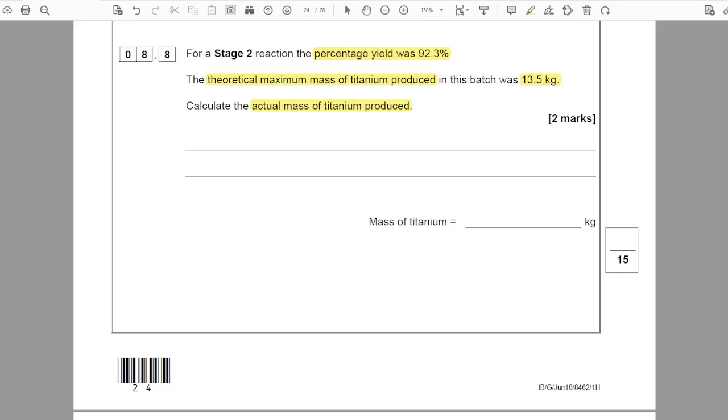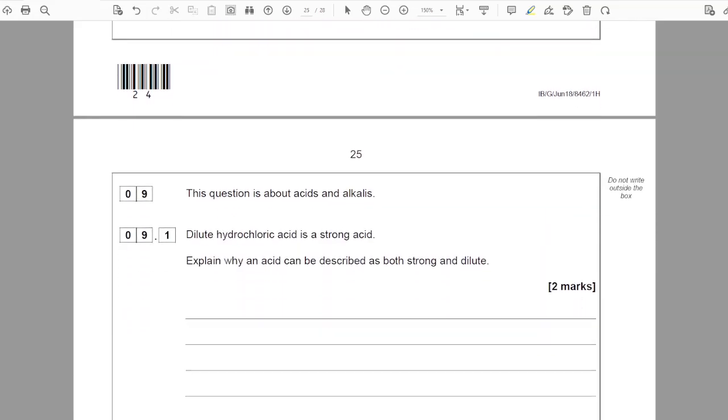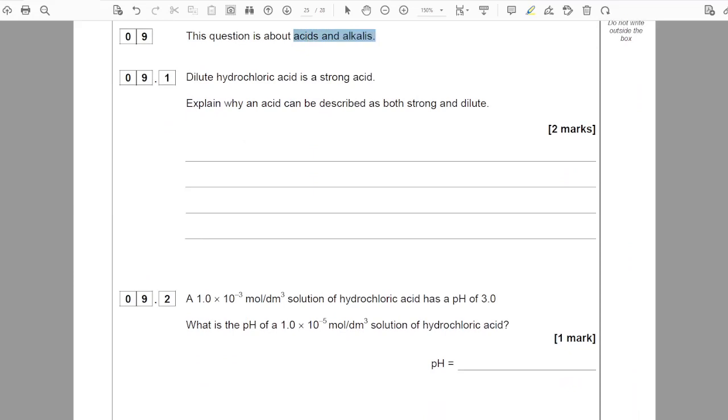So when rearranging this, we need to do the percentage yield multiplied by the theoretical mass. So 13.5 kilograms multiplied by 92.3% is 12.4605 kilograms.